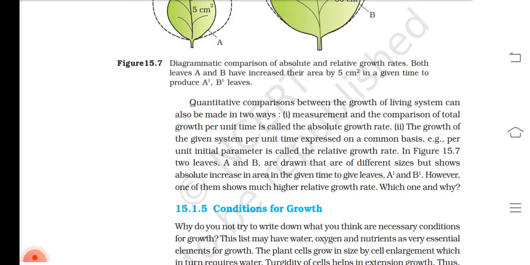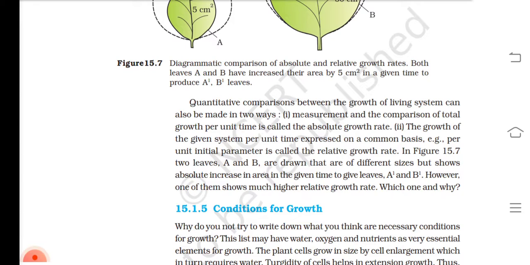Quantitative comparison between the growth of living systems can also be made in two ways. First, measurement and the comparison of total growth per unit time is called the absolute growth rate. Second, the growth of the given system per unit time expressed on a common basis, for example, per unit initial parameter, is called the relative growth rate.